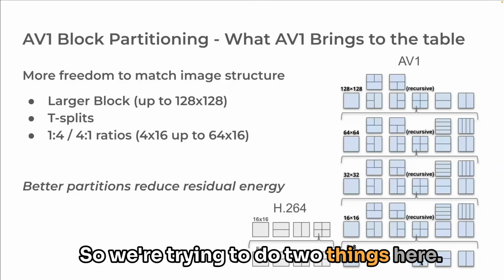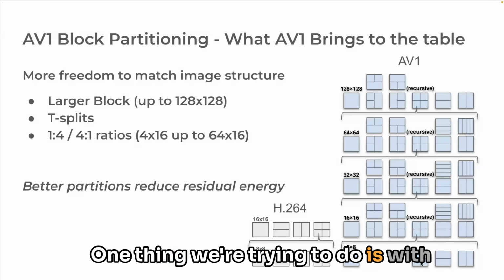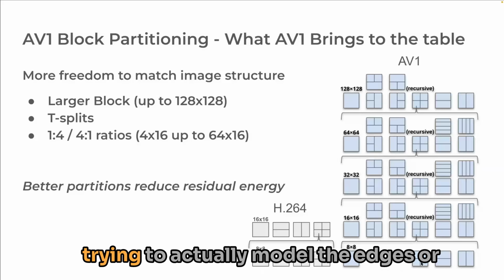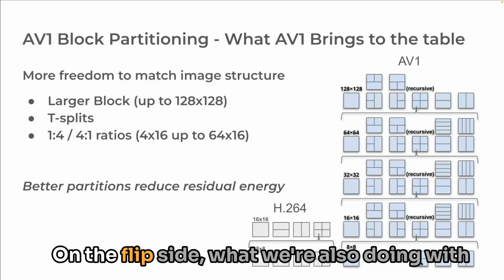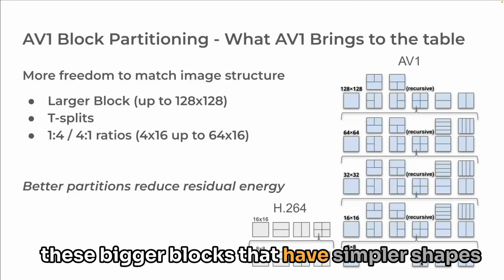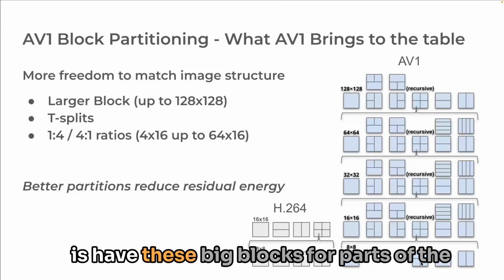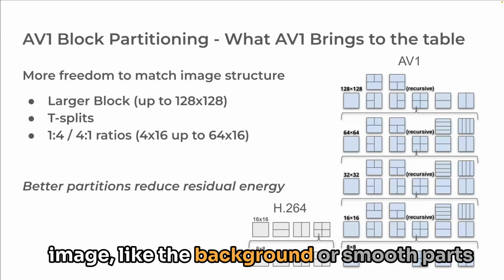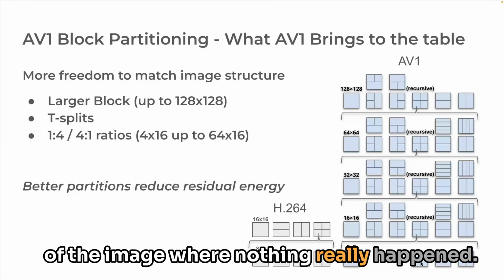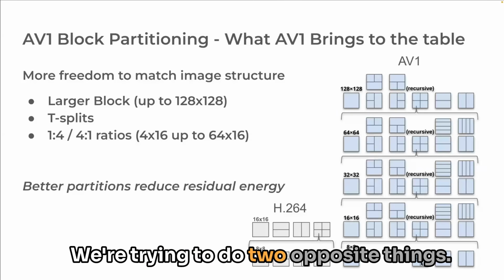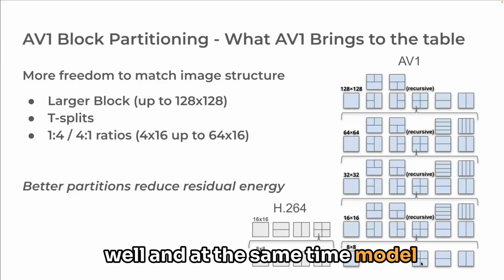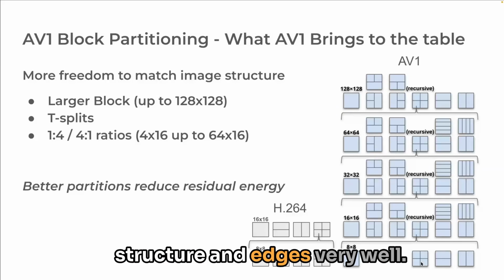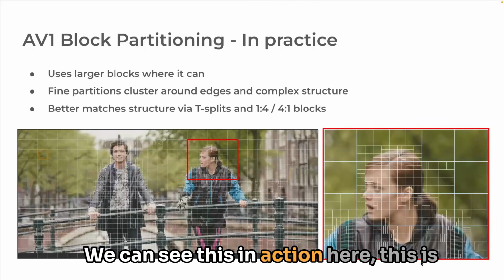So we're trying to do 2 things here. One thing we're trying to do is, with these different shapes of blocks, we're trying to actually model the edges or the content of the block as closely as we can, and we're going to see this very soon. On the flip side, what we're also doing with these bigger blocks that have simpler shapes is have these big blocks for parts of the image like the background or smooth parts of the image where nothing really happens. We're trying to do 2 opposite things: model the smooth regions very well, and at the same time model structure and edges very well. We can see this in action here.